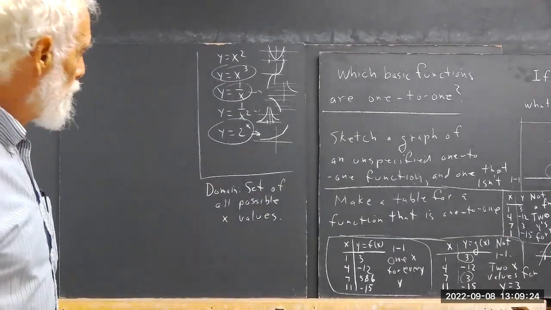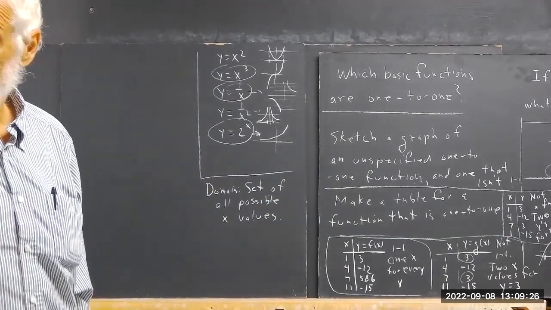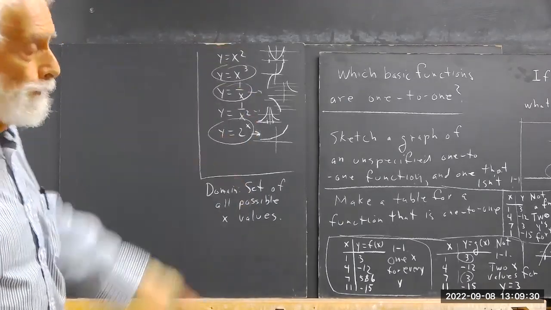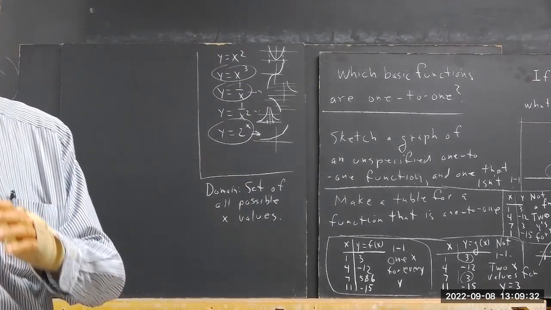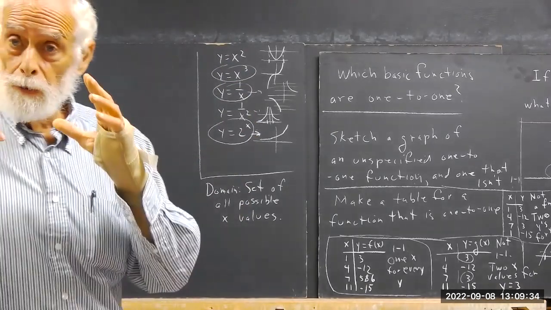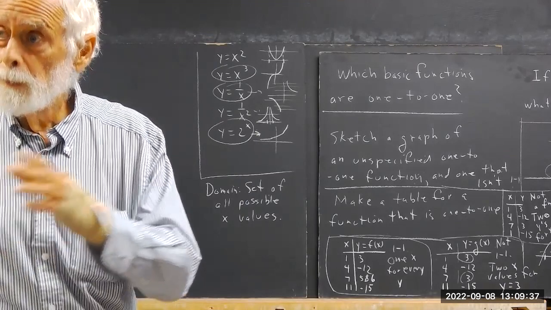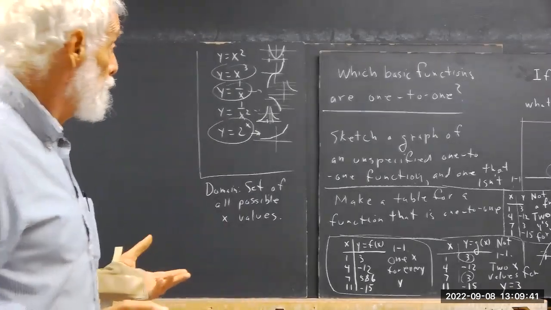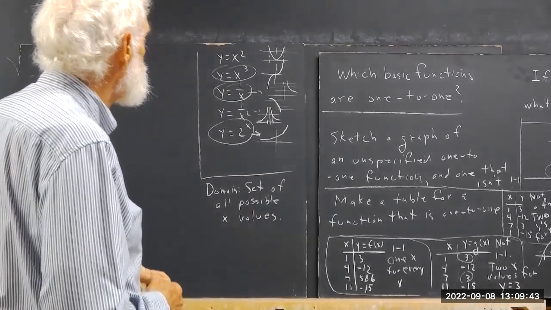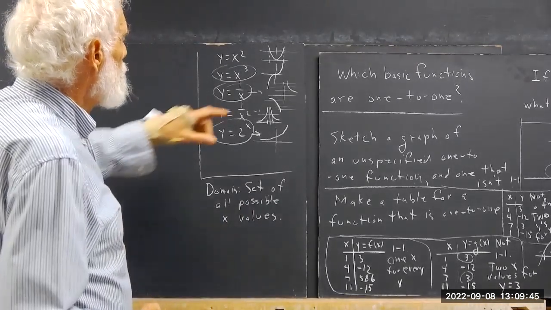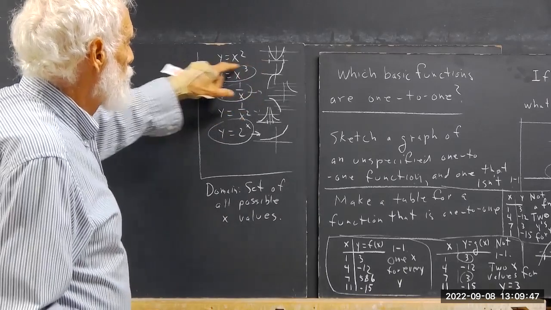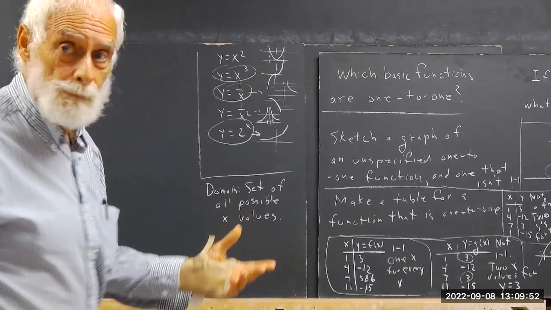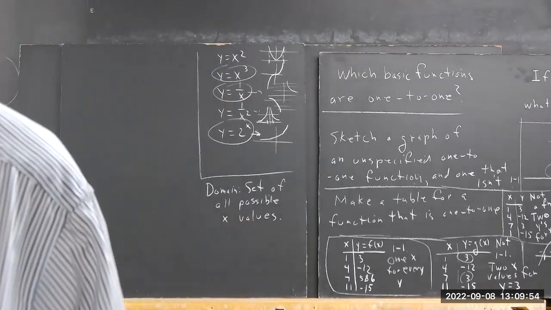Domain is your set of all possible x values. Okay. Among the basic functions, the most basic functions, we confine ourselves to the x interval from -2 to 2, just the way you've graphed them. So what are the possible x values for y equals x squared? Well, let's talk about that for a minute.